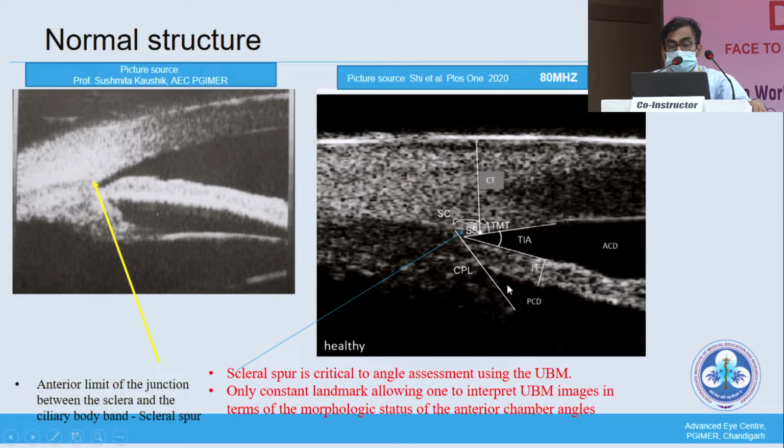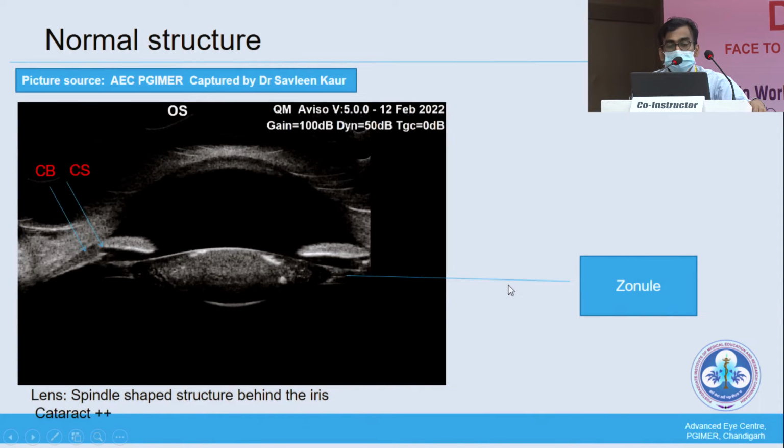This is the ciliary process. This is the anterior chamber depth, the peripheral anterior chamber depth. This is the corneal thickness at the periphery. This is the posterior chamber. Next, the lens is usually a spindle-shaped structure. Here you could see the spindle-shaped lens, though there is a cataract, and these are the zonules. This is the ciliary body, and this is the ciliary sulcus, the space between the ciliary process and the posterior part of the iris.